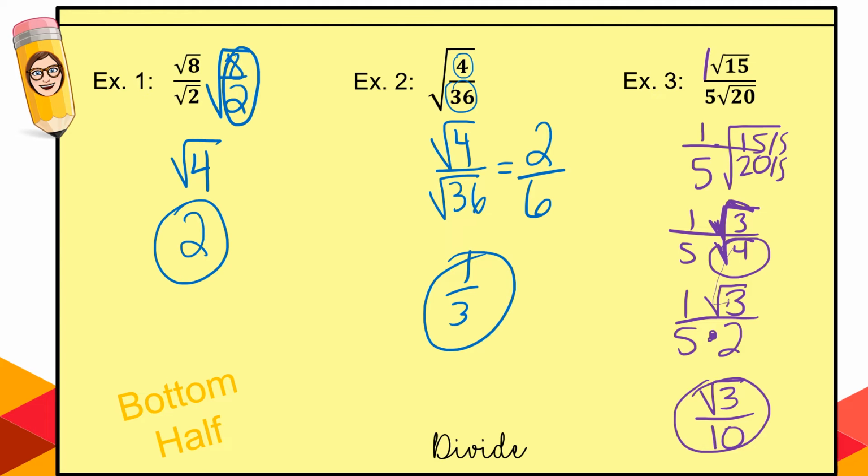There are other pathways to get to that same answer. If you would rather reduce the radical 20 first and then go from there, perfect. You have options.